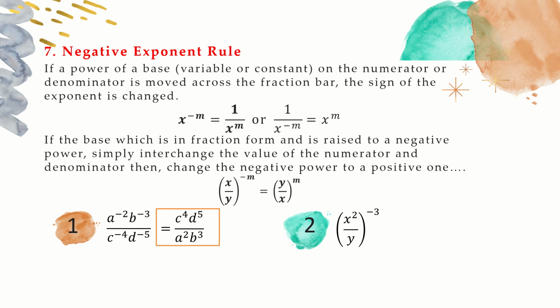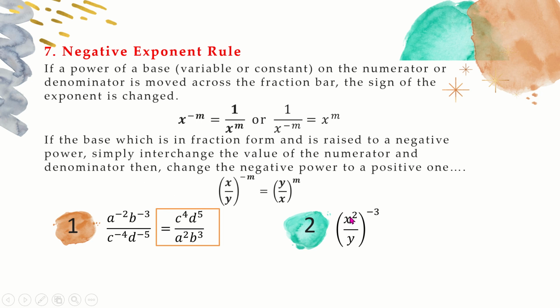Okay, this one. Ang example number 2 will be the reflection of this one, second statement. Ang second negative exponent rule, part B na ni siya. If the base which is in fraction form and is raised to a negative power, so the base is x squared over y raised to a negative power, which is 3. Simply interchange the value of the numerator and denominator.